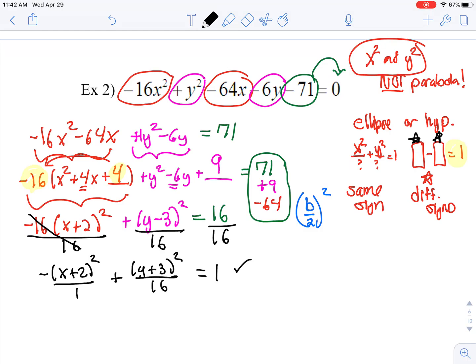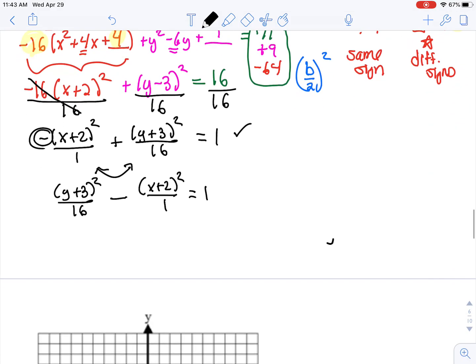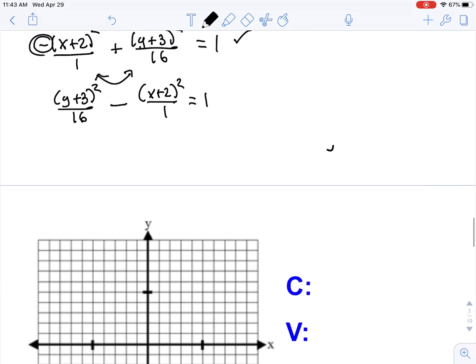The only other thing that I don't like is that in a hyperbola, we need to see this subtraction in the middle. And we do have that subtraction. I would just say it's almost in the wrong place. So what I'm going to do next is just flip these around. Y plus 3 squared over 16 minus x plus 2 squared over 1 equals 1. And now I've got an equation that I can do a little bit of work with.